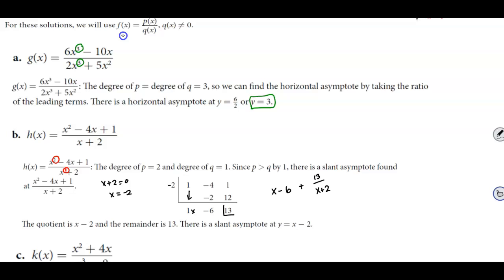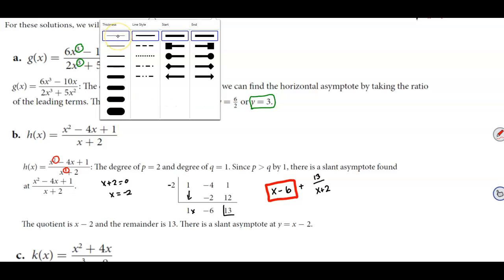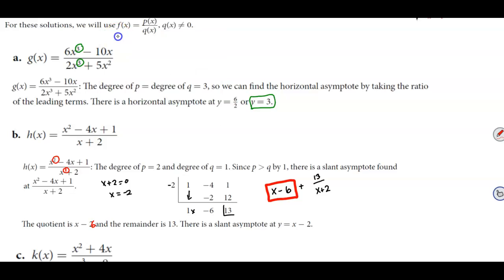The only thing that we need to be concerned with is the quotient. So the quotient is x minus 6, and the remainder is 13. And so there is a slant asymptote at y equals x minus 6.